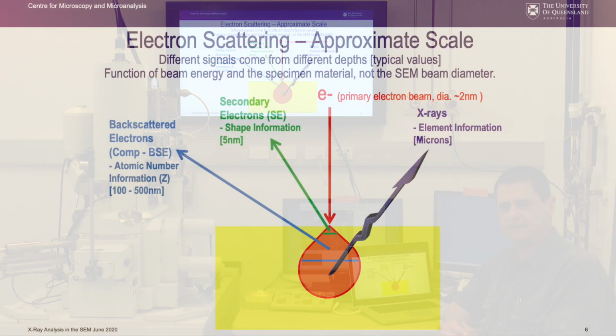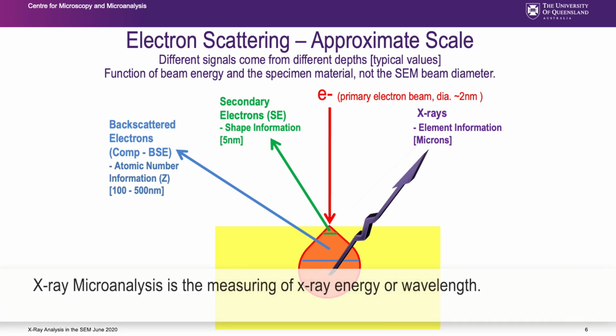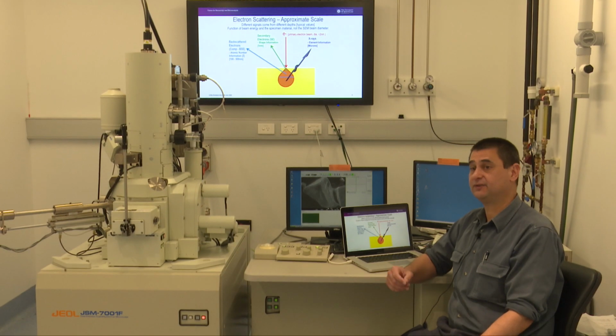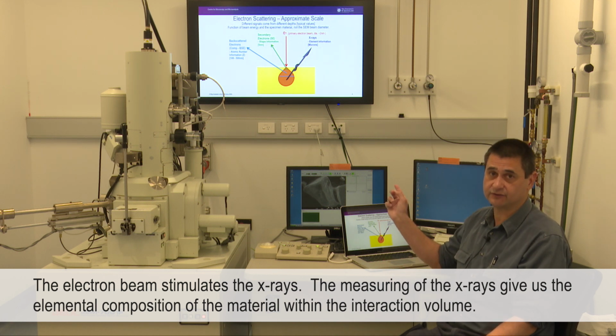And finally, where we'll spend a lot of our time talking about is over the whole interaction volume, from the top to the bottom, we'll be producing X-rays. These X-rays and the measuring of the X-ray energy or wavelength is what we would term X-ray microanalysis. Because the electron beam stimulates these X-rays, the measuring of these X-rays will give us the elemental composition of the material within the interaction volume.